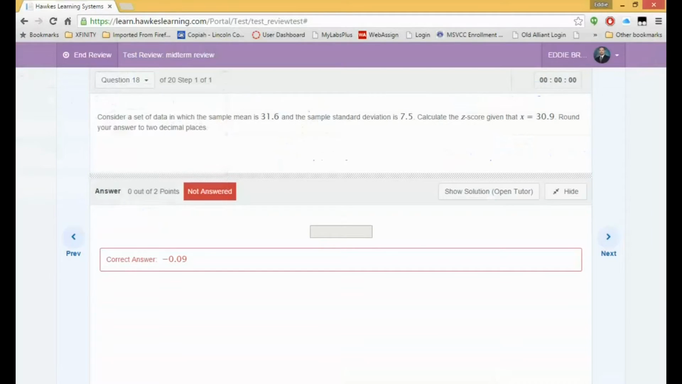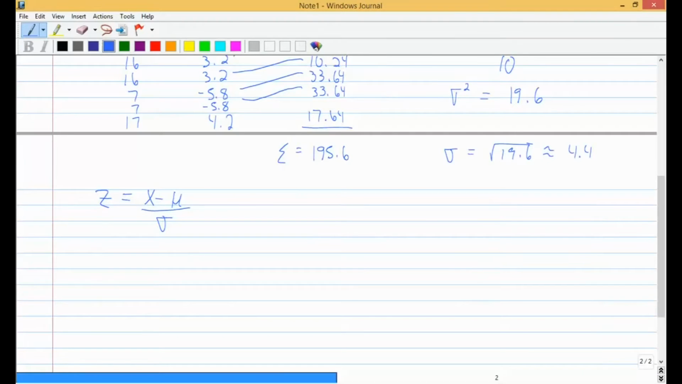So you may be saying, well, these are samples. Well, you can still do that. It's just x minus x bar over s. Lowercase s is sample standard deviation. So it's the same thing. It's just a different symbol.